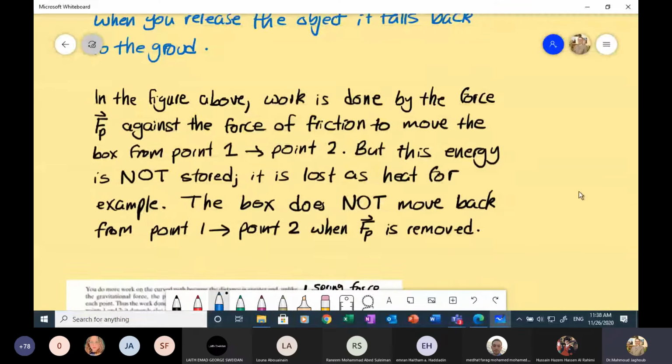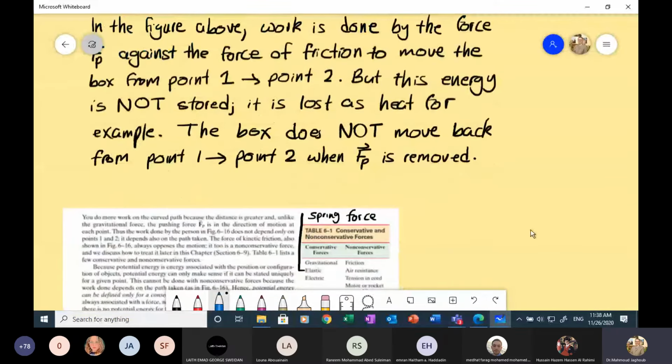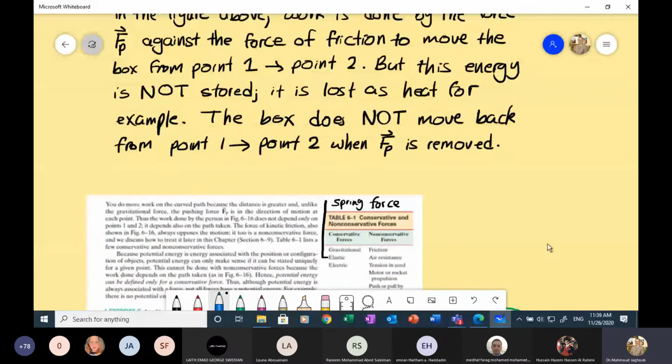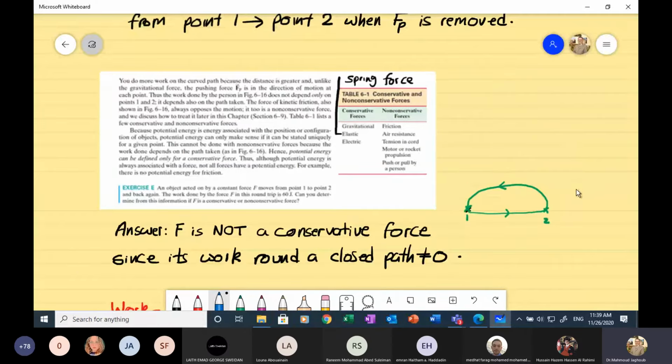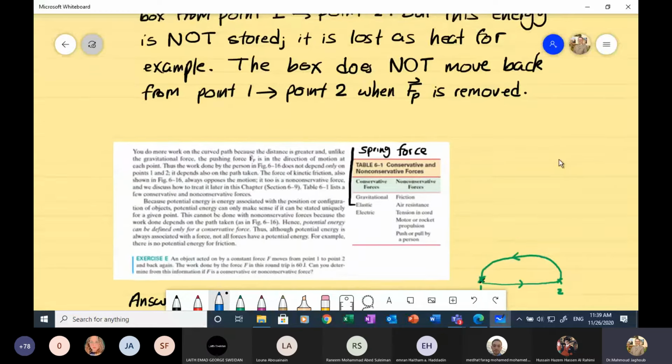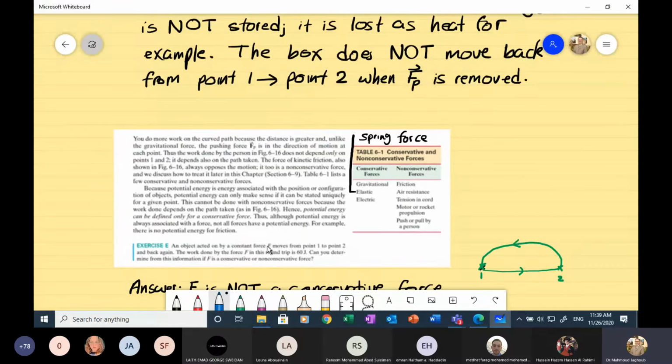This is just an explanation of what I said. Now I have taken an example from your book. Okay, an example from your book which says the following: an object acted on by a constant force F, يعني الجسم تؤثر عليه قوة ثابتة اللي هي F, moves from point 1 to point 2 and back again.